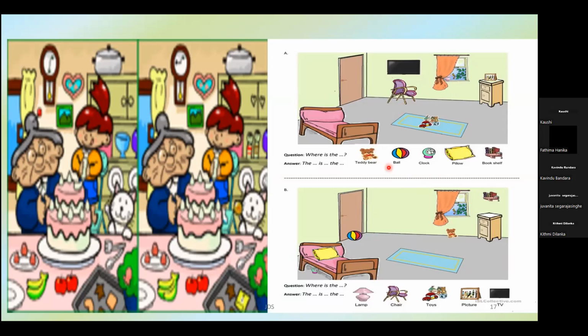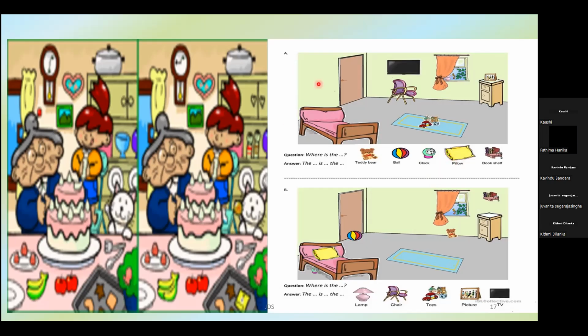Now A first of all has to describe his picture, and also has to find out what is missing in his picture. Compare. The missing objects are given over here. This teddy bear is not there. Ball is not there. Clock, TV is not there. Pillow is not there. So he has to ask, where is the pillow?